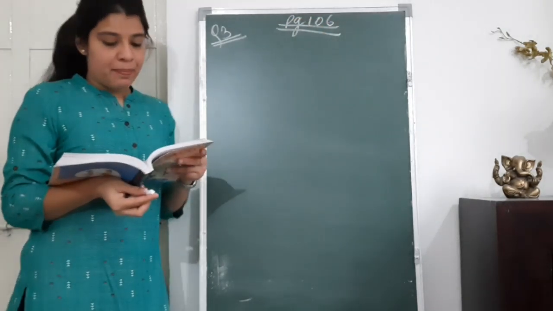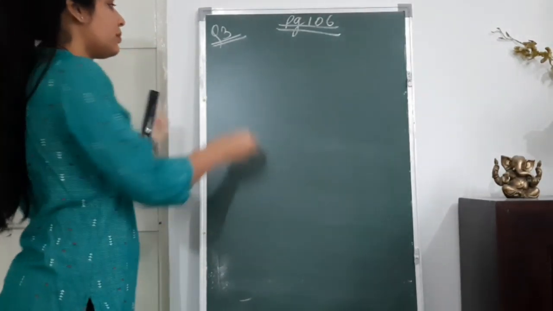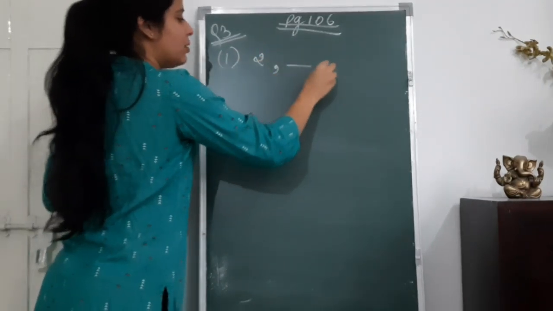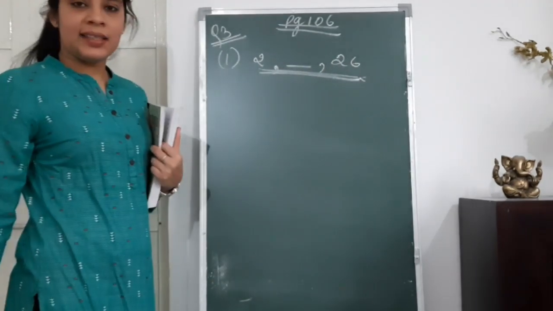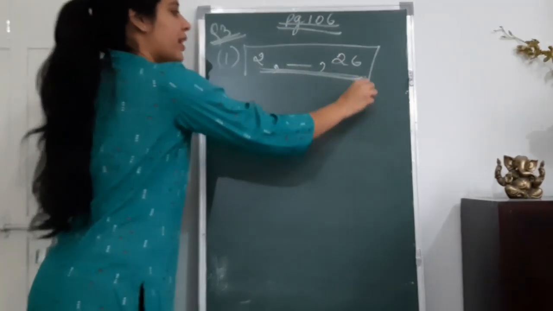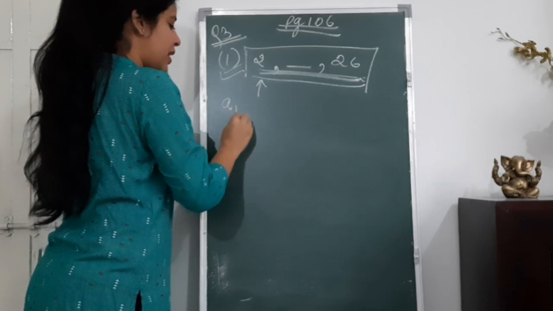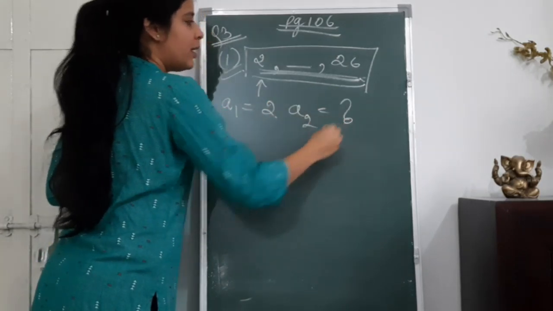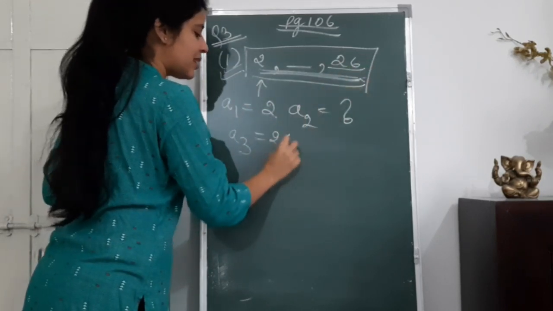In the following APs, find the missing terms in the boxes. See, first is 2, box, 26. Now they are clearly saying that this is an arithmetic progression, right? If this is an arithmetic progression, then we have been given A1 as 2, A2 needs to be found out, and A3 is equal to 26.